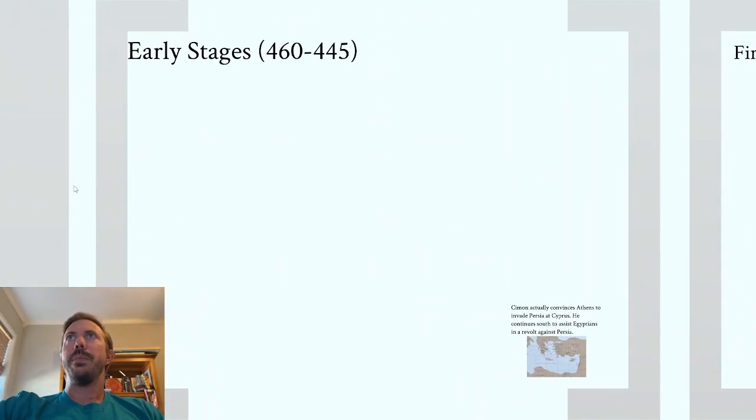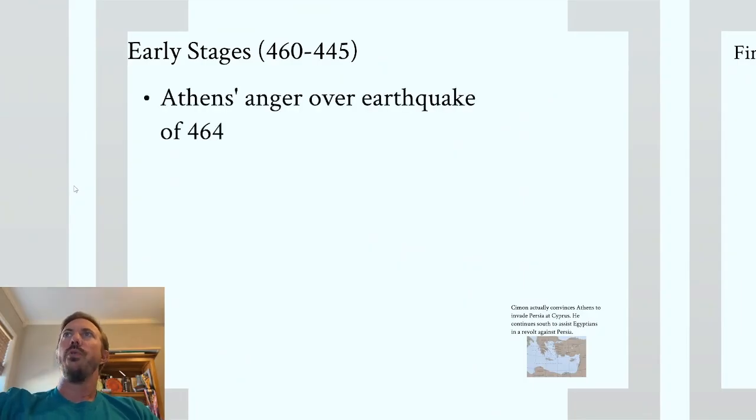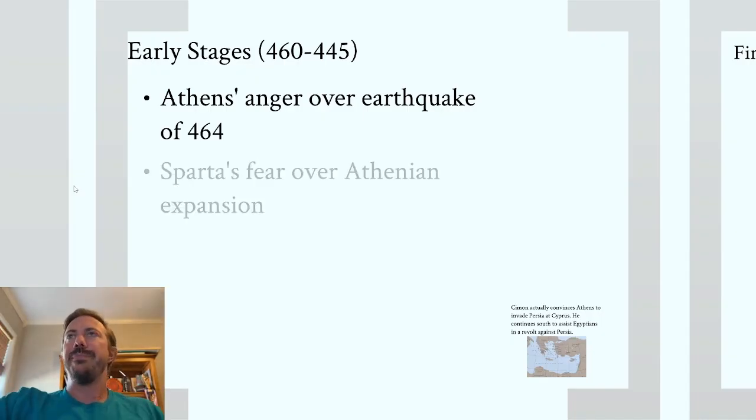Then we have war. The early stages of the Peloponnesian Wars, 460 to 445 BC. Athens' anger over the earthquake of 464. That's the first bullet point in my early stages section. When Cimon returns home, Athens is spurned and offended and insulted that Sparta didn't trust them to help with the Messenian revolt that happened due to the earthquake.